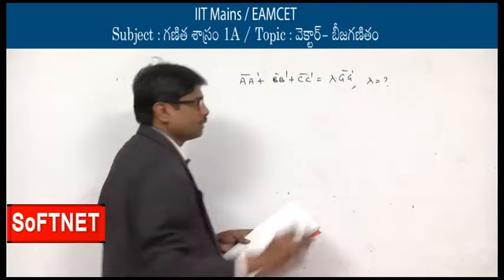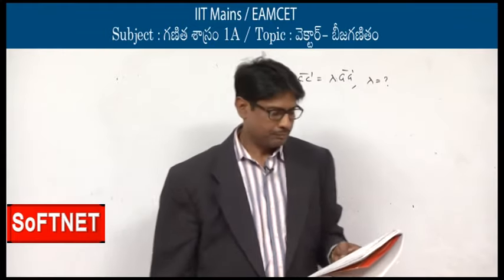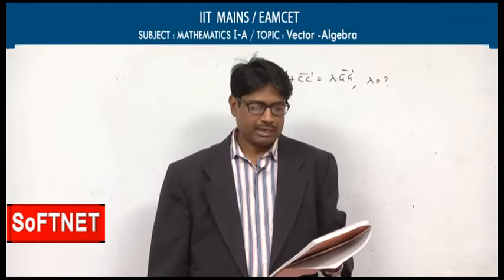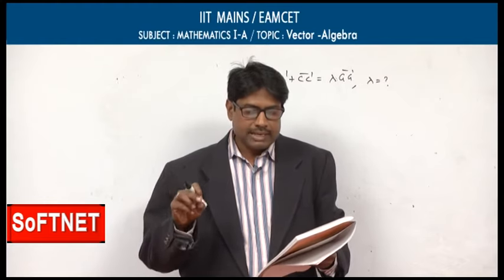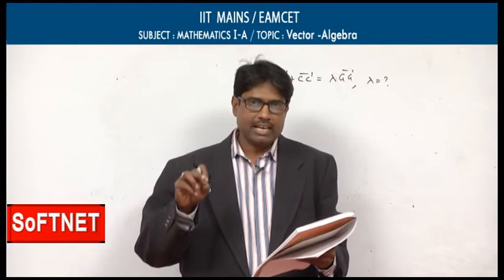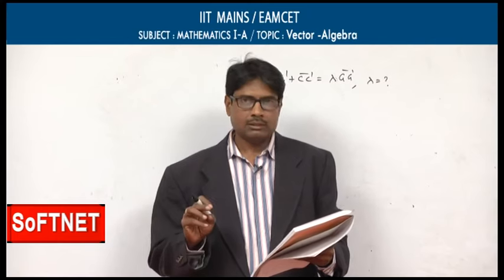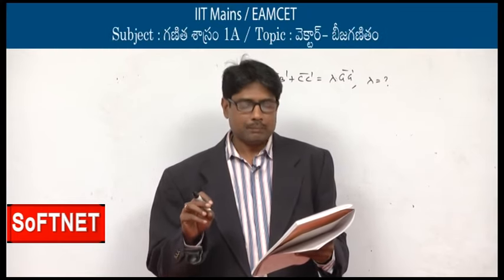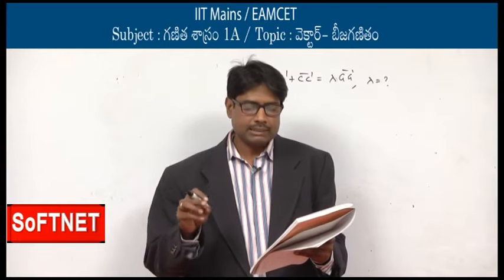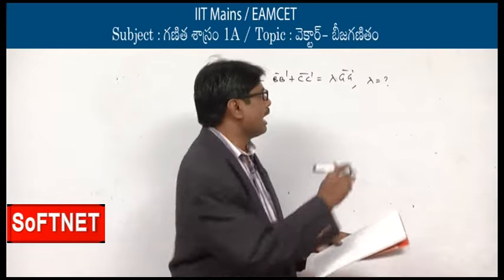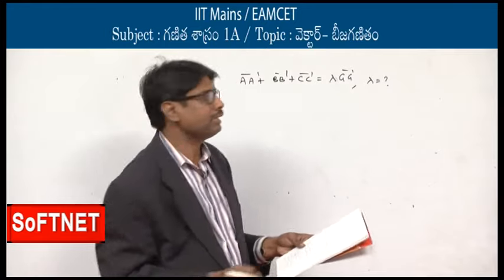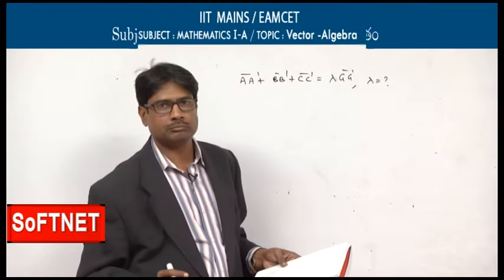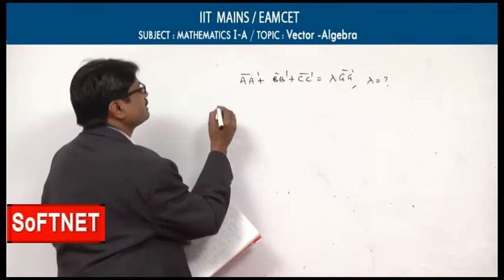Repeat the question. G be the centroid of triangle ABC, G dash be the centroid of triangle A dash B dash C dash. They satisfy a relation AA dash bar plus BB dash bar plus CC dash bar is equal to lambda times of GG dash, then tell me the lambda value. So take the resultant answer.